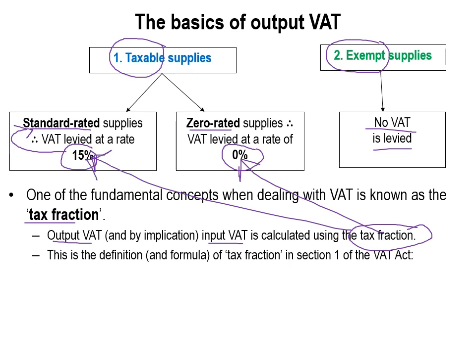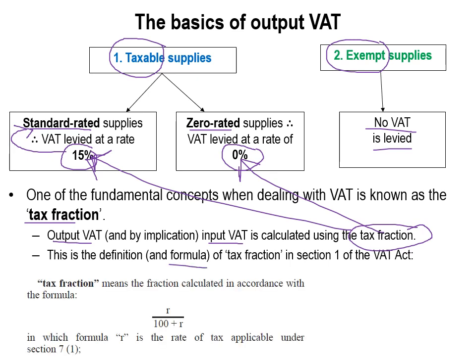So this definition and the formula of tax fraction is found in section 1 of the VAT Act. And if you take a look, you'll see tax fraction means the fraction calculated in accordance with the following formula: R over 100 plus R, in which formula R is the rate of tax applicable under section 7(1).